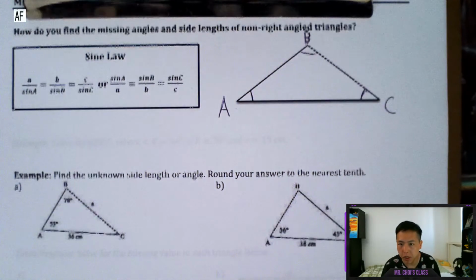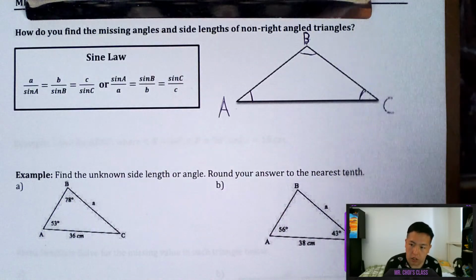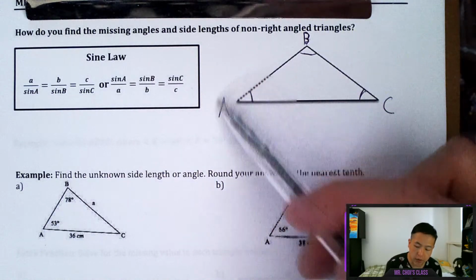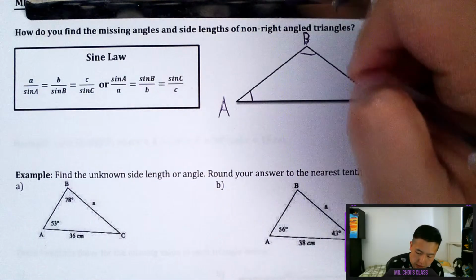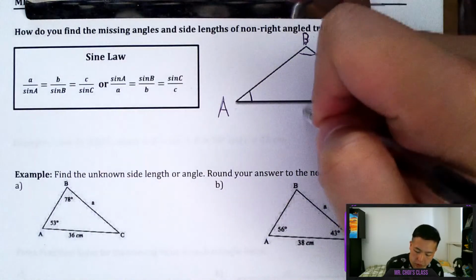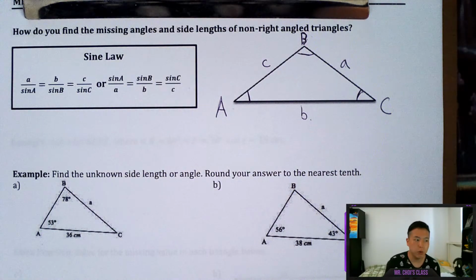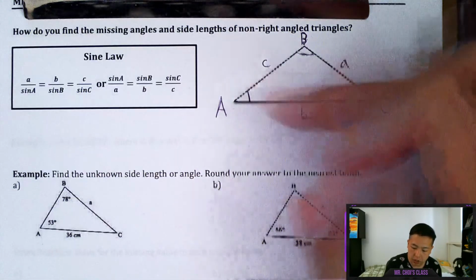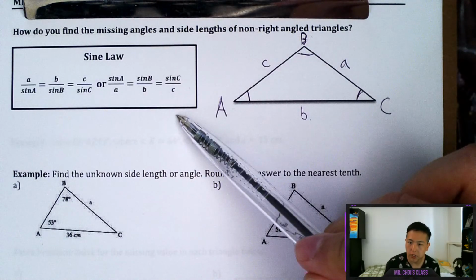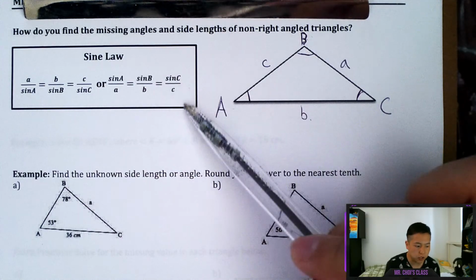Now, if we're talking about sides, we talk about corresponding sides. If this is angle A, opposite to angle A would be side A, and we use lowercase letters for that. Opposite to angle B, we use lowercase b. Opposite to angle C, we use lowercase c. So we make sure that we understand how to label our triangle. This is important to understand our formula here. This formula is really, really important for us to understand.